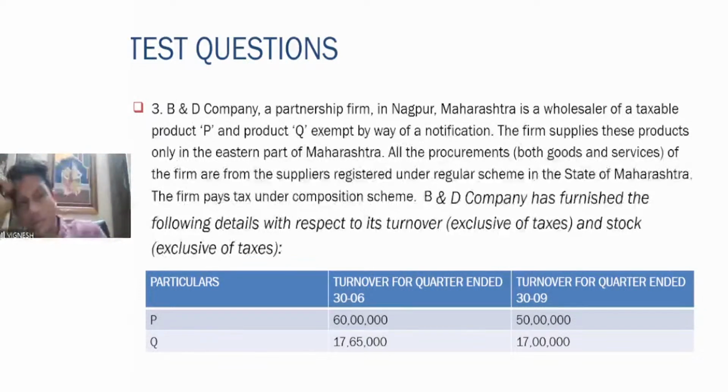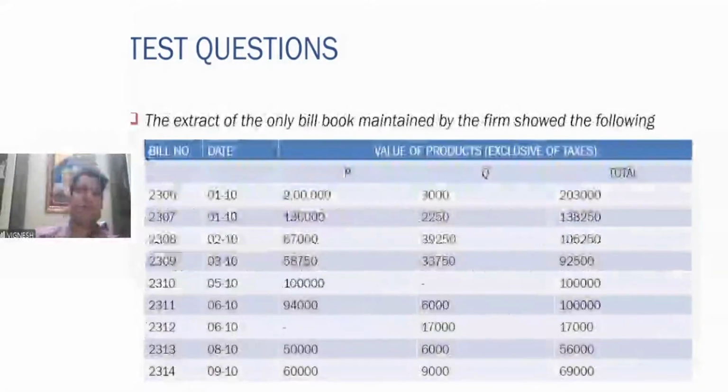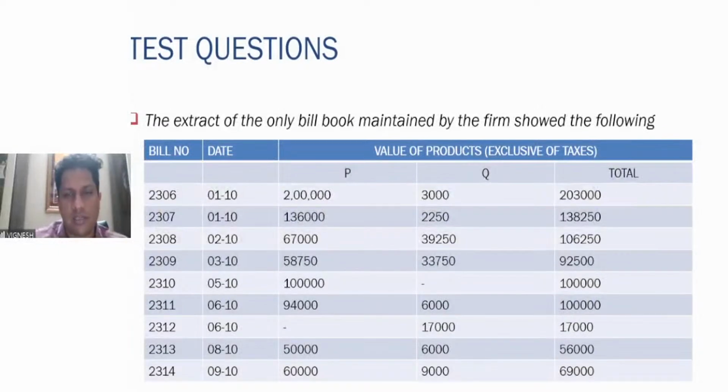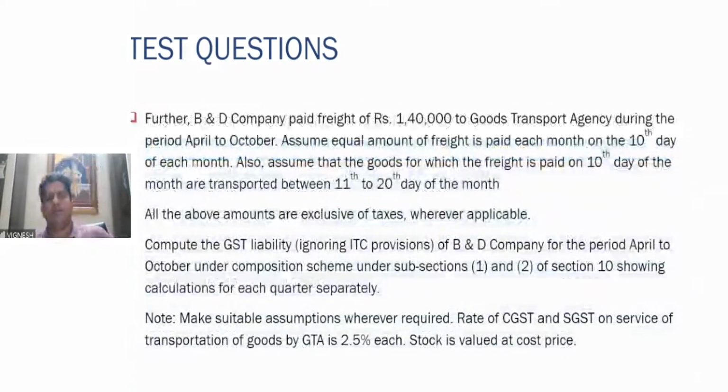Now, this problem is basically on how to calculate the aggregate turnover and how to pay the tax as per the composition scheme. Turnover for the quarter ended 30th June: P taxable 160 lakhs, Q exempt 17 lakhs 65,000. Turnover for this is 50 lakhs for the taxable product, and for exempt product Q it is 17 lakhs. Now the extract of the bill book shows the following. These amounts are relevant for us to calculate the total, to see whether it can go for the composition scheme or not, or in case it has lapsed, what we have to do. So that we have to check.